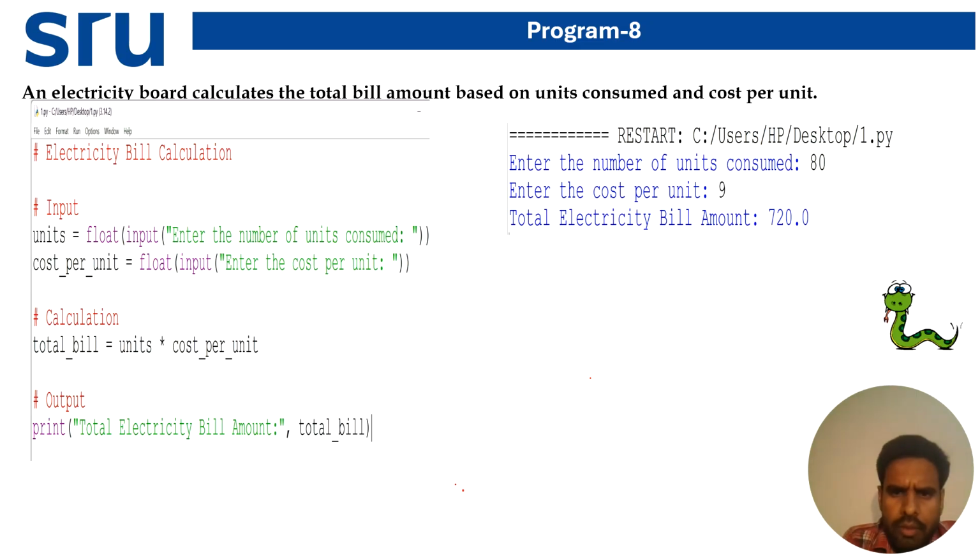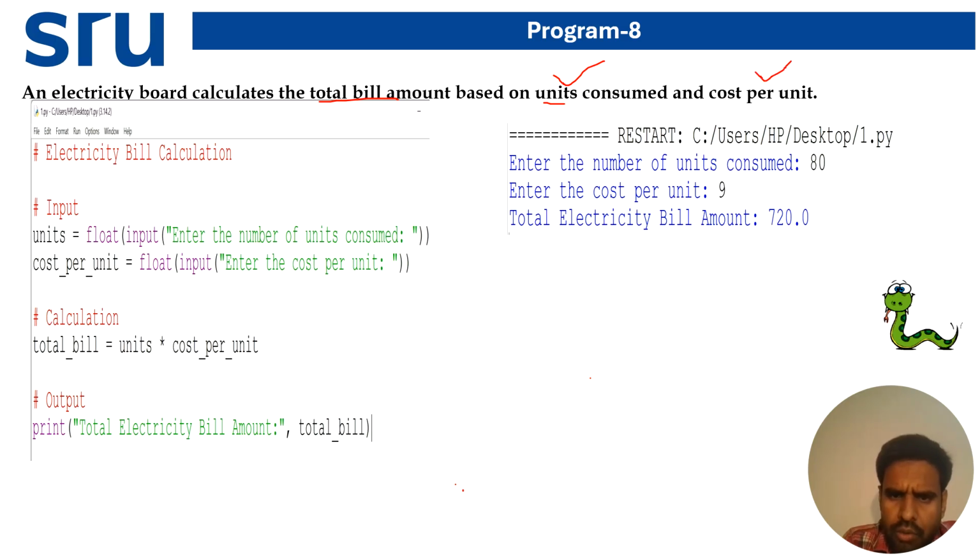Now coming to program 8. What is program 8? An electricity board calculates the total bill amount based on the units consumed and the cost per unit. So for an electric bill we want to calculate the total bill amount based on the units consumed and the cost per unit.